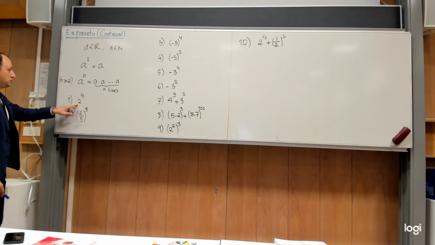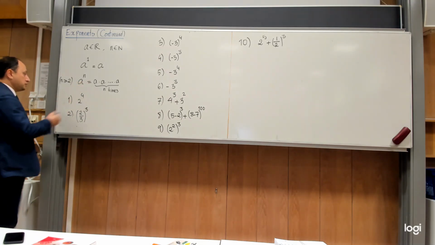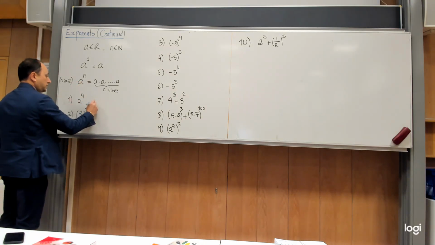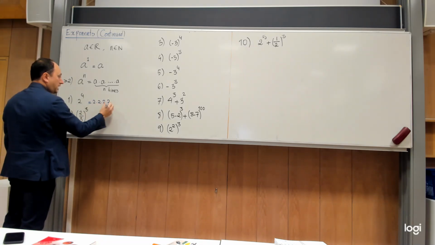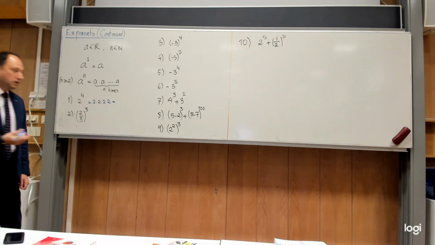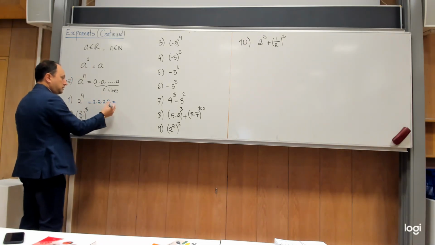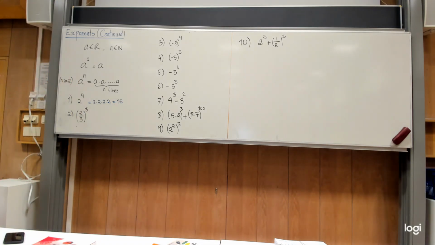So you see 2 to the 4th. This is a symbol standing for something, so it means that I have to write 2 times 2 times 2 times 2, and then I have to calculate this. Either I can do it in my head or I use my calculator, okay? So then if I multiply these numbers, what is the answer? It's simply 16. So 2 to the 4 is 16.